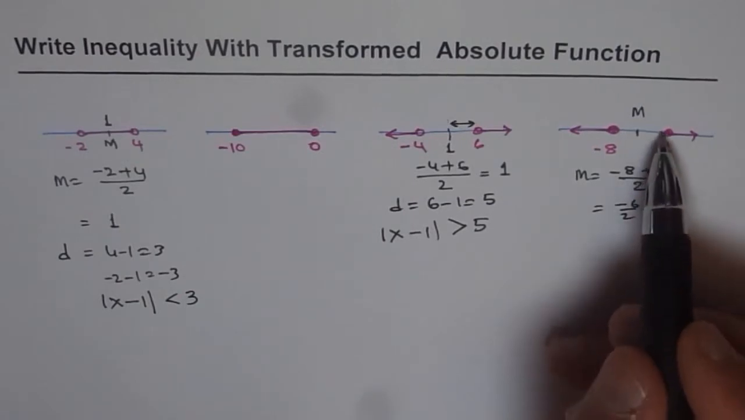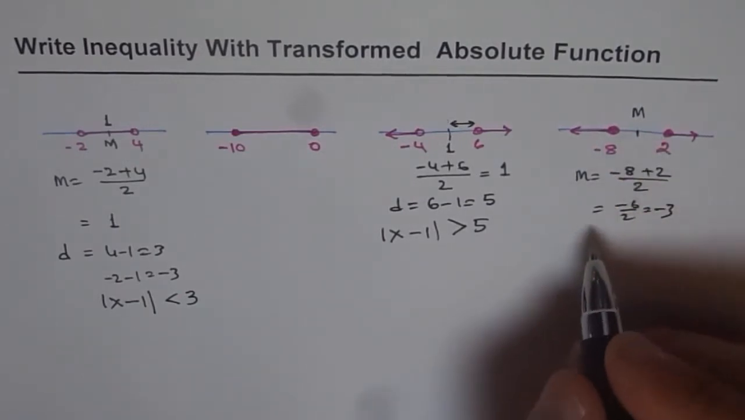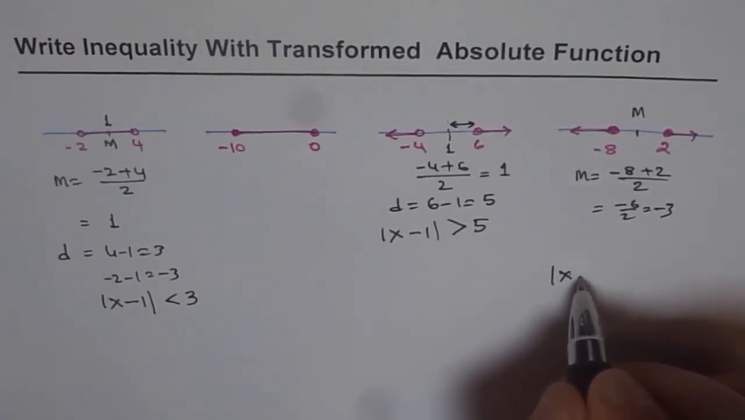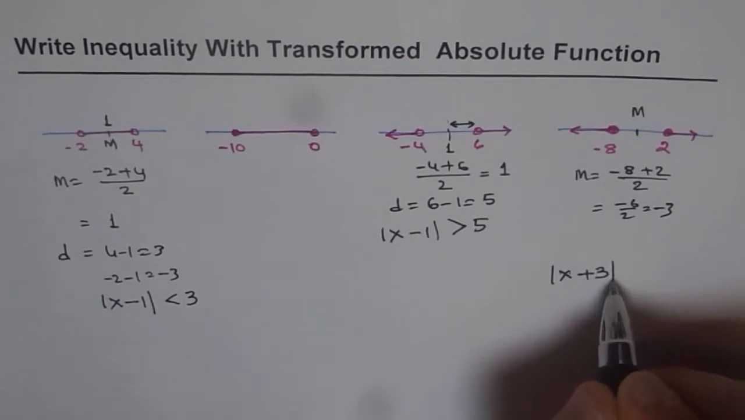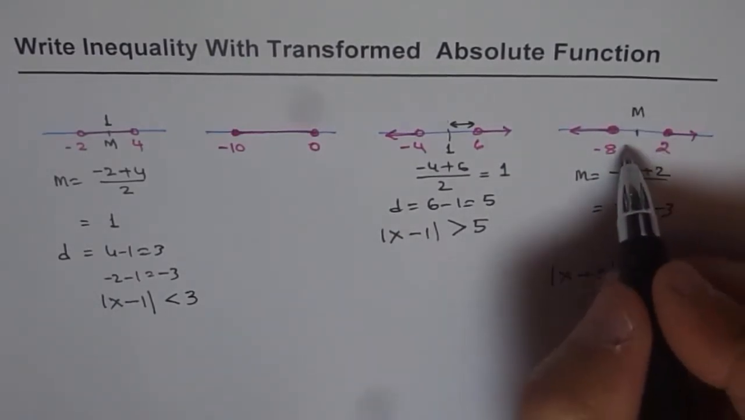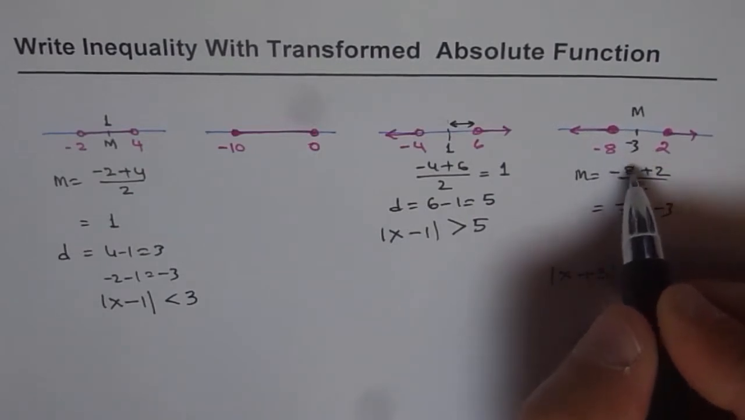So this time we have moved left by 3 units. Do you see that? Moved left by 3 units. Now that means in the case of absolute function, we'll write that transform function as absolute x plus 3, right? Now if you moved left, you are here at minus 3.